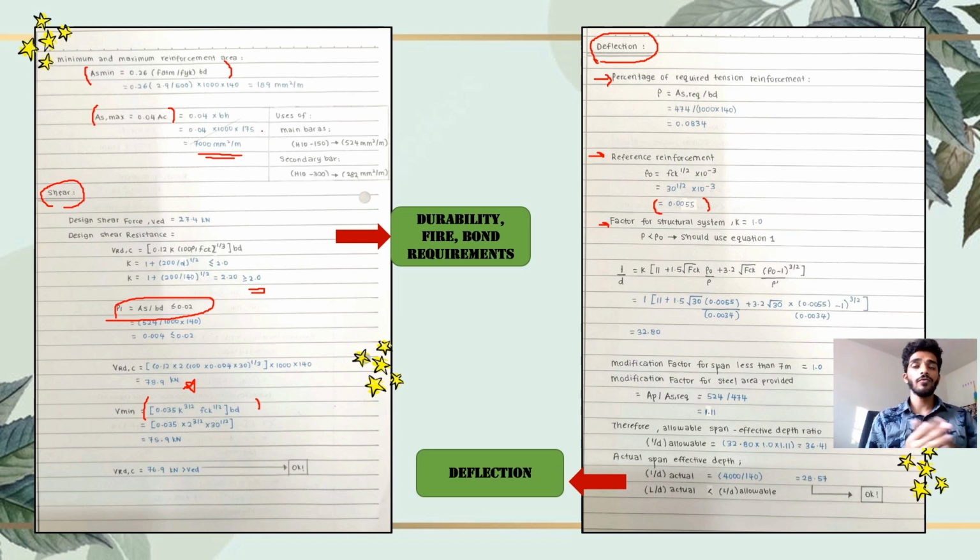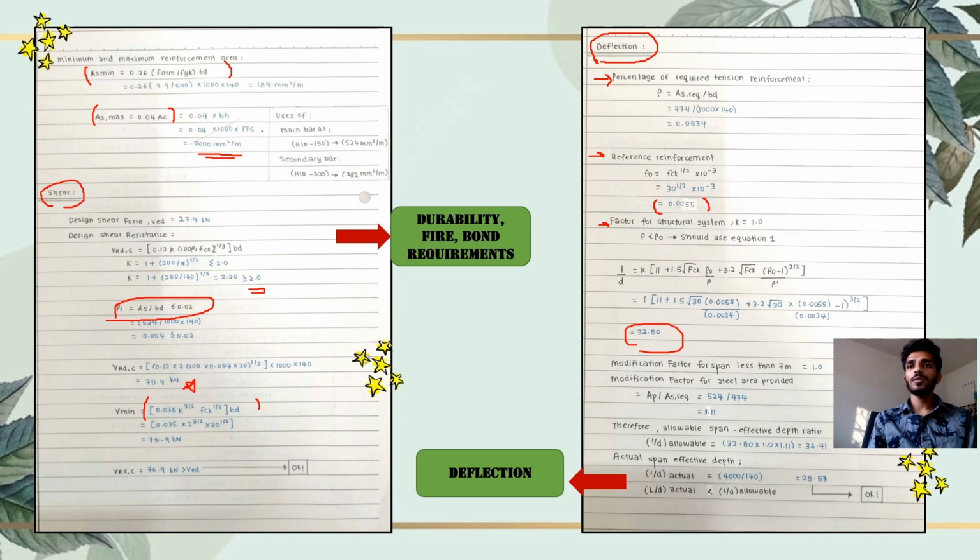After inserting the numbers, we will get 1 times the bracket of 11 plus 1.5 root of 30 times 0.0055 divided by 0.0034 plus 3.24 over root of 30 times the square root of 0.0055 over 0.0034 minus 1 to the power of 3 over 2. This is quite a big calculation, so we're going to break it off and calculate it separately, and then combine it, and we get 32.80 as the value.